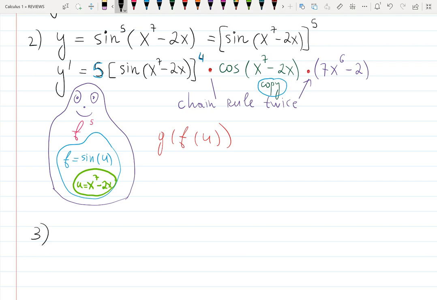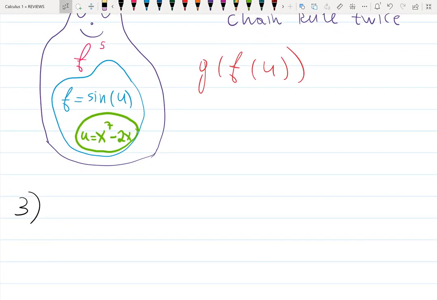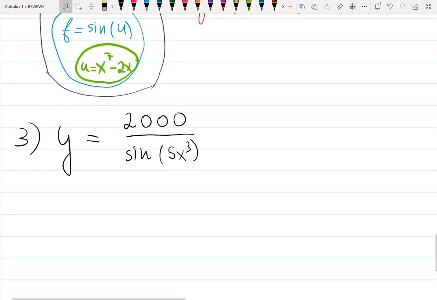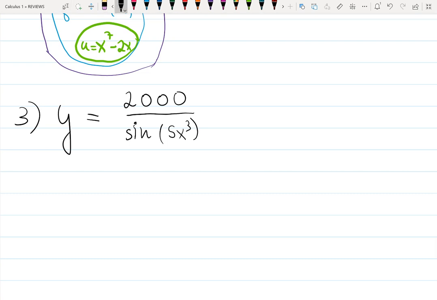Third example, a question for you. If I'm working with y, which is 2,000 all over, say, sine of 5x cubed. Is this a quotient rule or not? You can do a quotient rule if you want. It's going to be u over v, but that's a longer path to do. What is the shorter path?